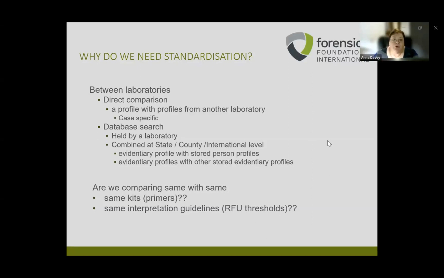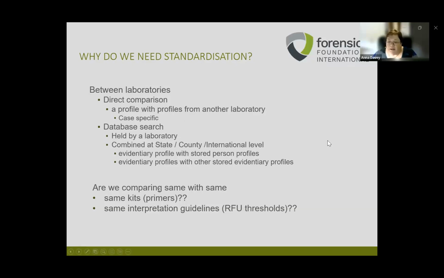Right, so that's a direct comparison. You could also ask for a database search. That database could be held by another laboratory, or it could be a combined database at the state level, the country level, or even the international level. Here we're looking at searching an evidentiary profile against stored person profiles and an evidentiary profile against other stored evidentiary profiles.